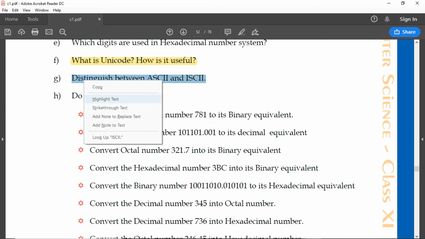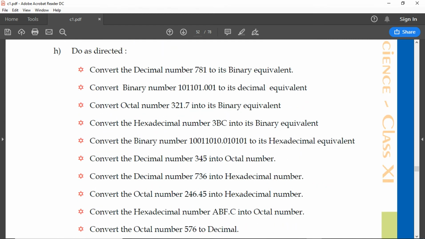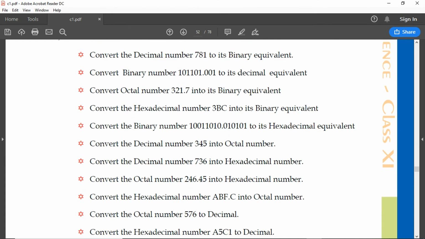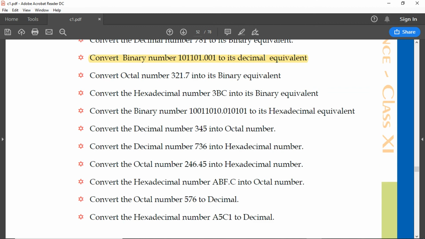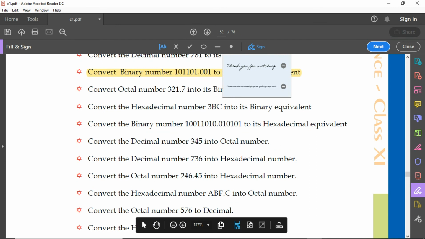H. Do as directed. Convert the decimal number 781 to its binary equivalent. Convert the binary number 101101.001 to its decimal equivalent. Convert the octal number 321.7 into its binary equivalent. Convert the hexadecimal number 3BC into its binary equivalent. Convert the binary number 100111010.010101 to its hexadecimal equivalent.